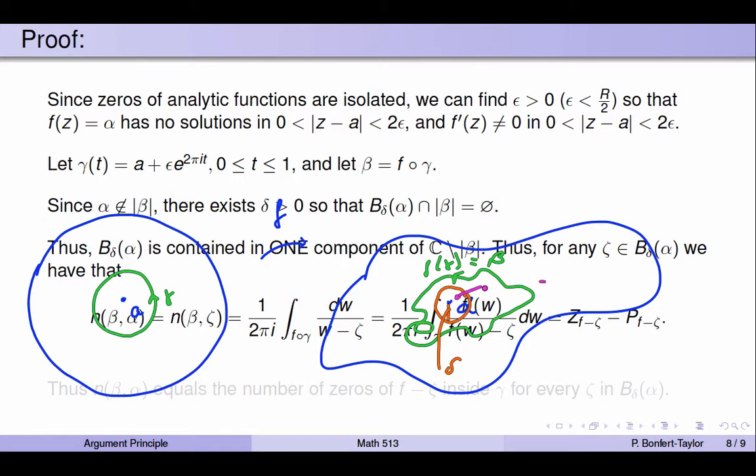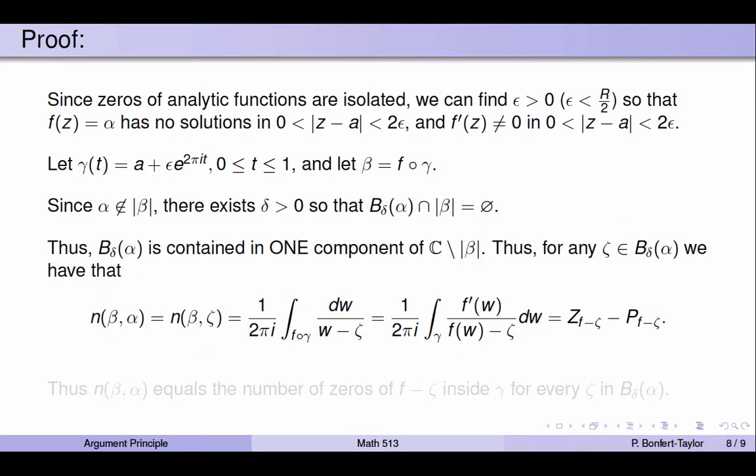So for any point zeta in this disk of radius delta around alpha, we have that the winding number of beta with respect to alpha is the same as the winding number of beta with respect to zeta, because the entire disk is in the same component of the complement of beta. So no matter which point you choose in this disk, they all have the same winding number. Beta winds around all these points the same number of times because they're in the same component of the complement of beta. So I'll erase the picture now.